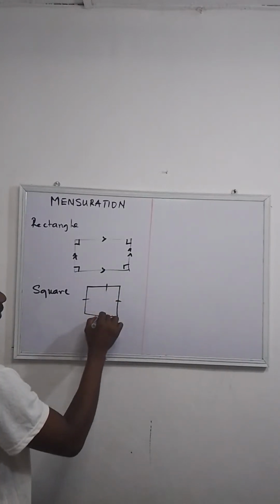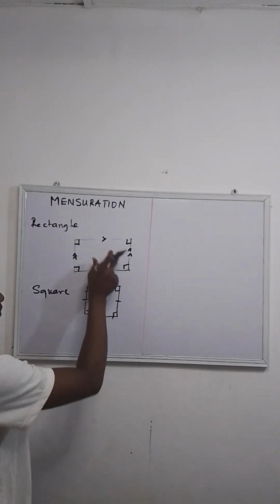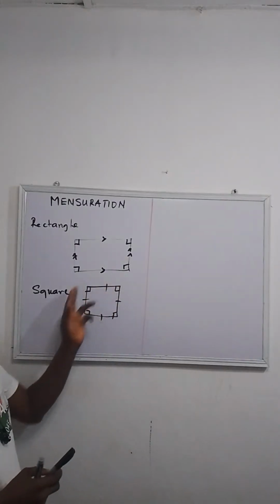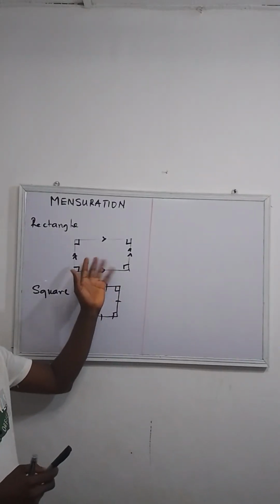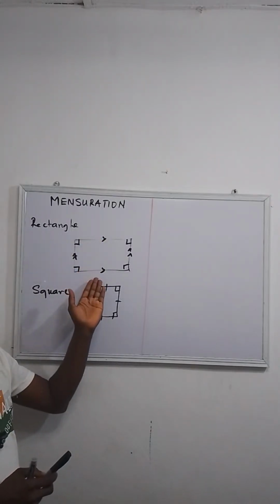All the sides are equal. This is another version of rectangle, but the difference is all the sides are equal. Why here? Not all the sides are equal. It's just the opposite lines that are equal to each other.